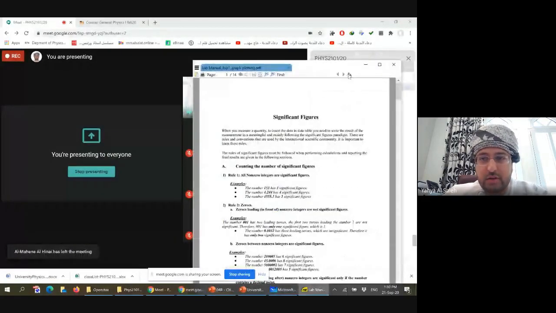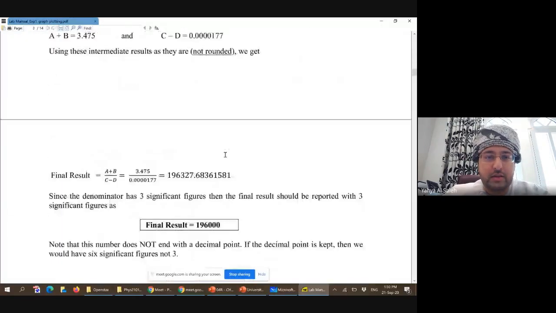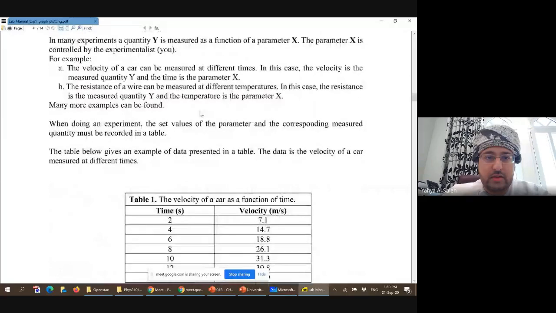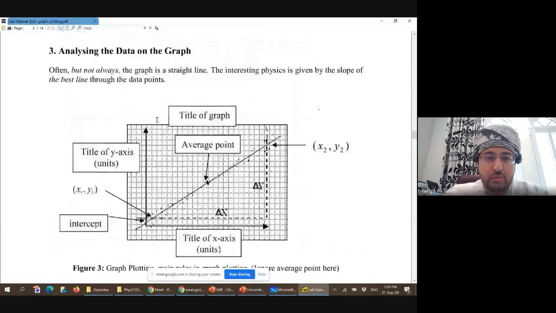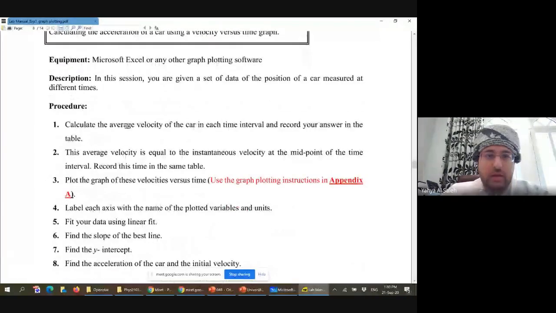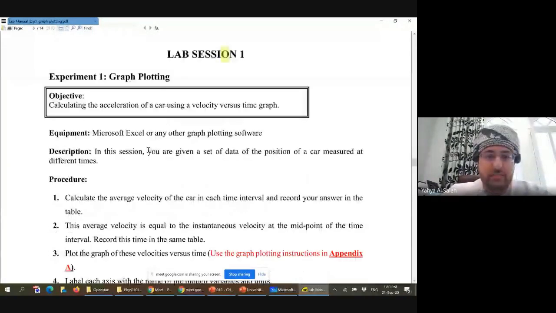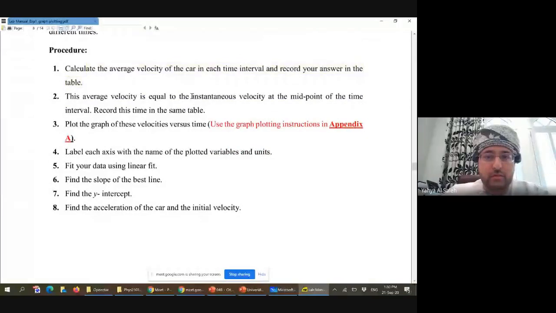This is the manual, the same one you have, the one I'm putting on the screen now. Scroll down to tabulating data: how do you tabulate data. Graph plotting: how do you plot a graph. Then the procedure. Lab session 1 procedure. Calculate average velocity and record your answer in the table. This average velocity is equal to the instantaneous velocity. Plot the graph of these velocities versus time.